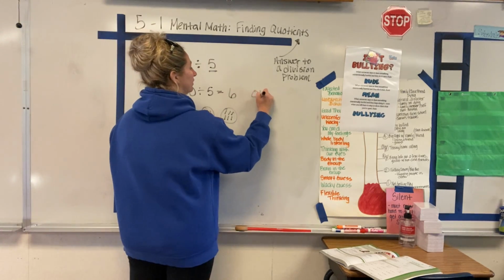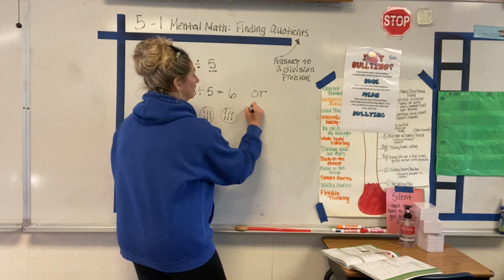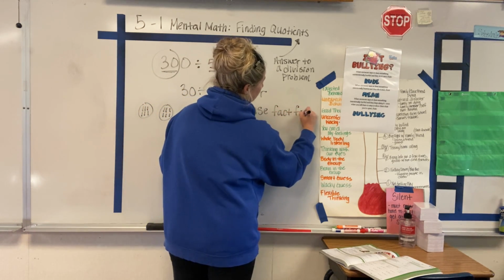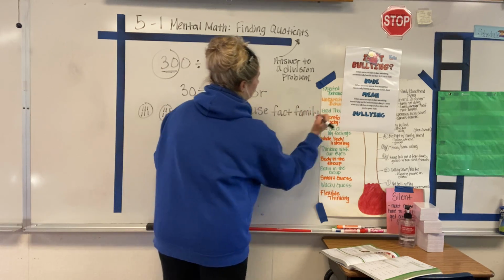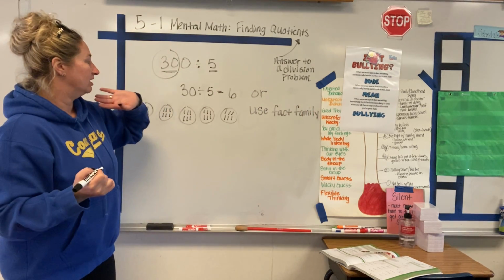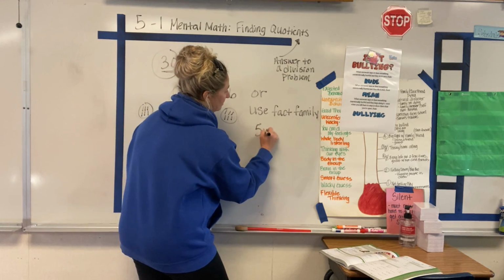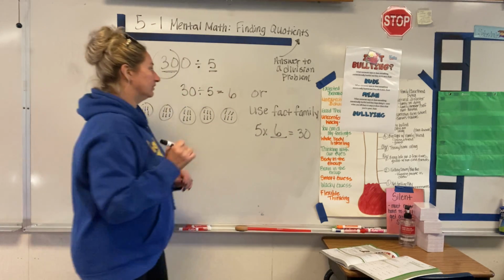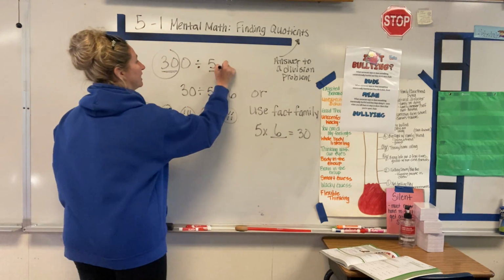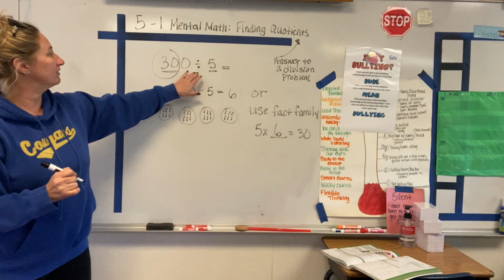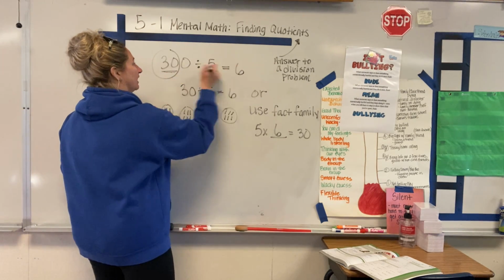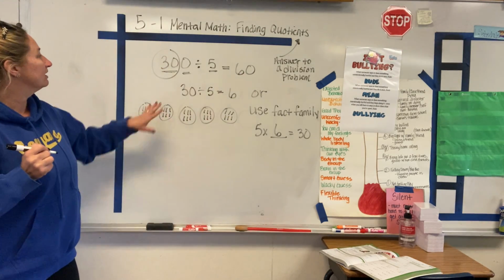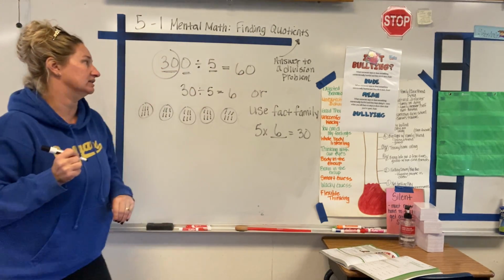Or you can think of your fact families. Use the fact family. You can say 5 times blank equals 30, and the answer is 6. Okay, so right here we would say 30 divided by 5 is 6, and then add on that extra 0 that we didn't use. Okay, so 300 divided by 5 is 60.